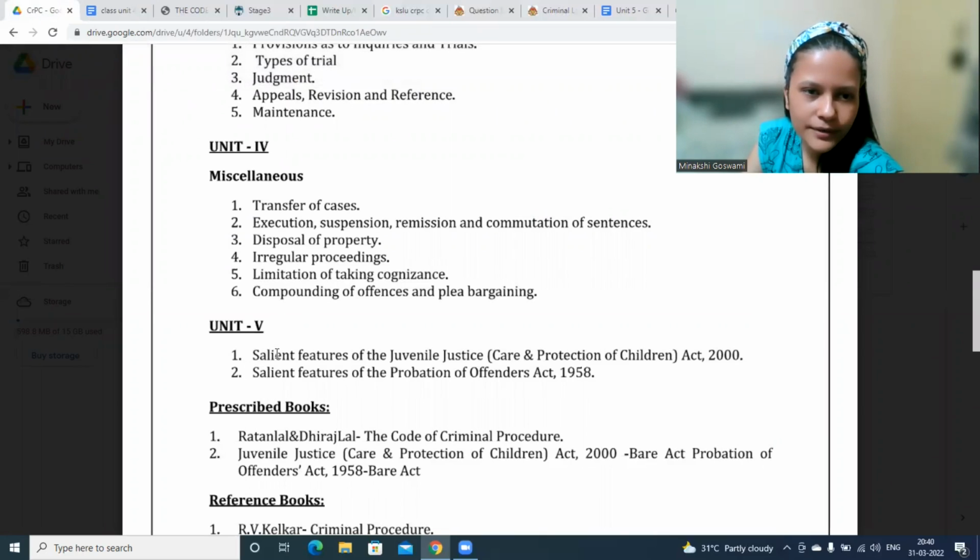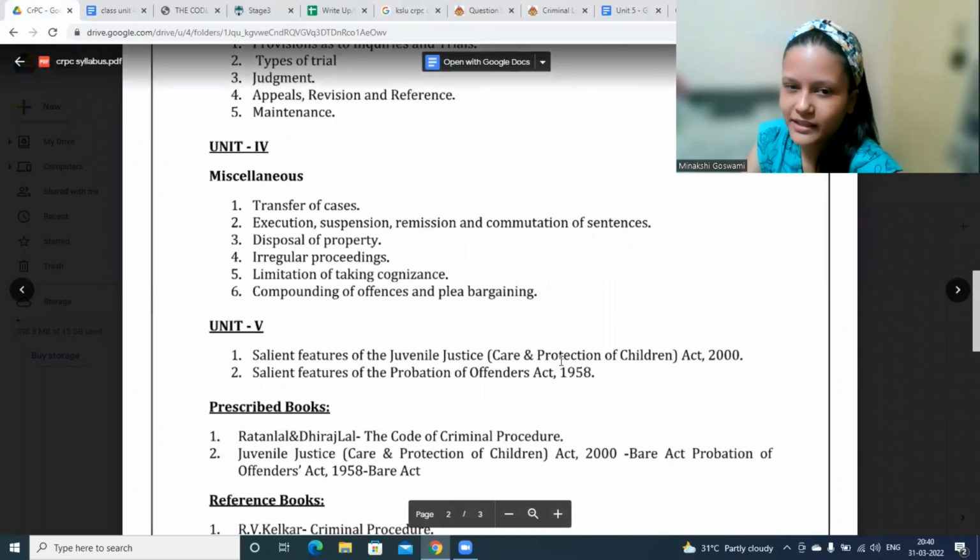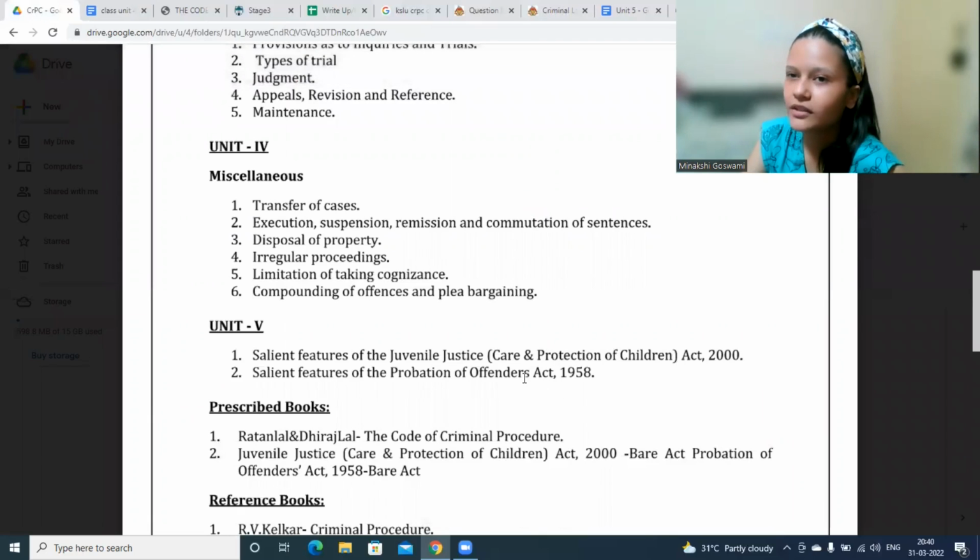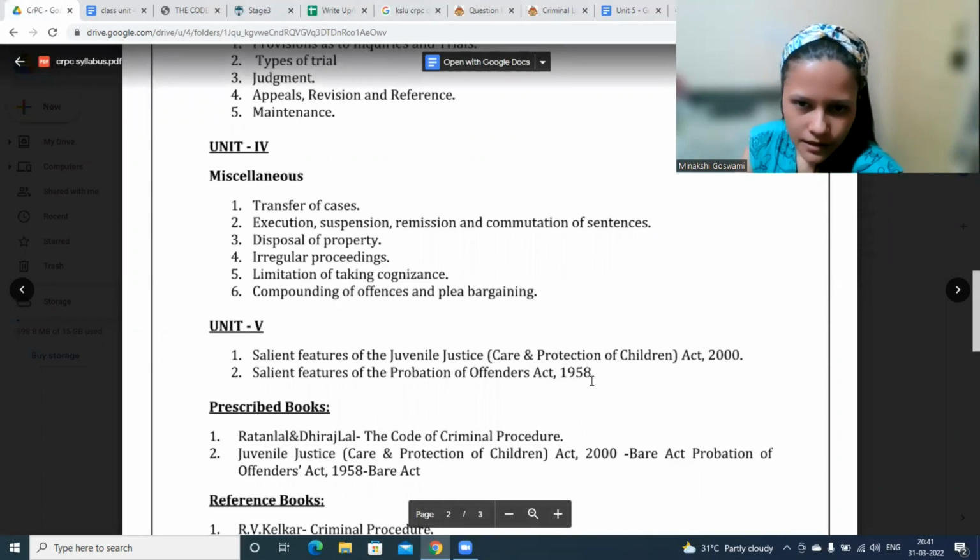Okay. For unit 5, again, we have these 2 legislations. From where I checked some previous year question papers, I have narrowed down some topics that we will be covering in both the 2 legislations. Okay. Yes, madam.